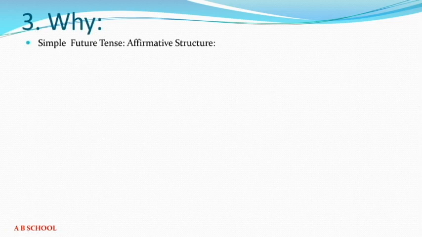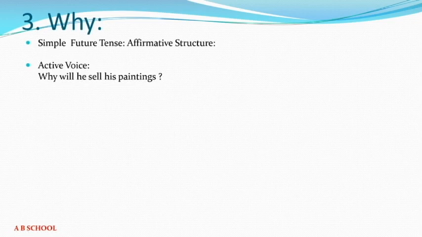So the third word in the series is why, and we are going to deal with the simple future tense affirmative structure. The sentence we are going to study here is, why will he sell his paintings? Let us consider the verb will sell. So in the passive structure it will be, try to find out.